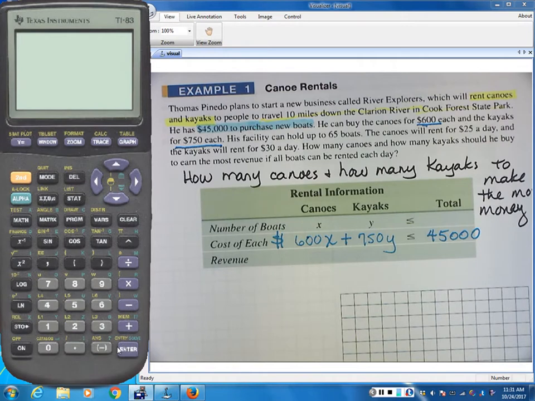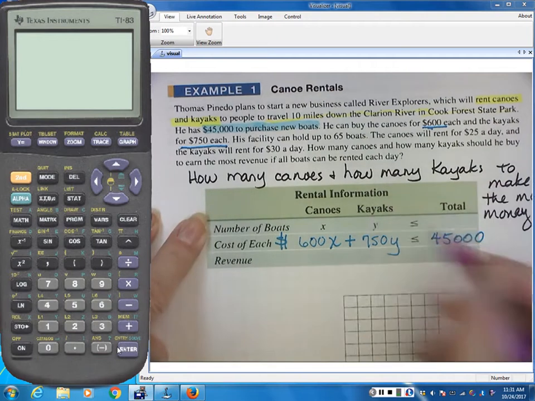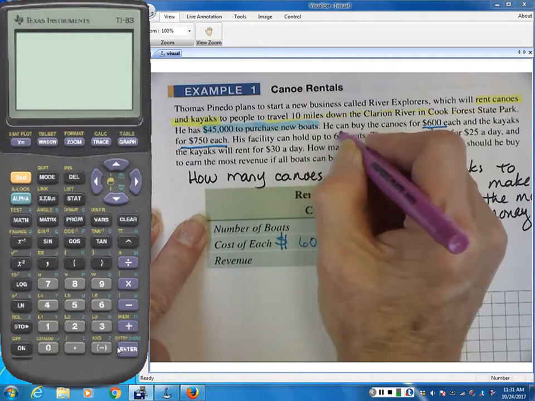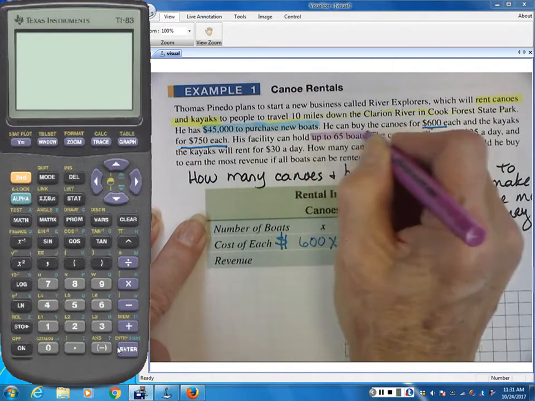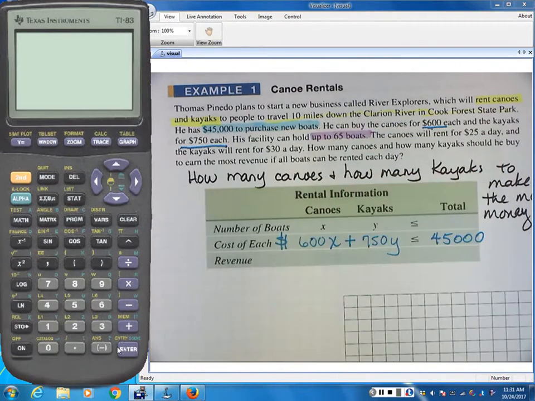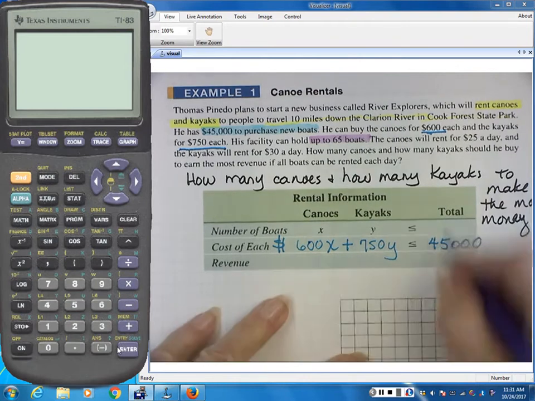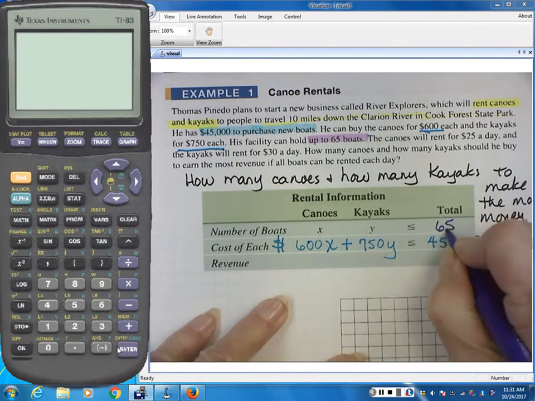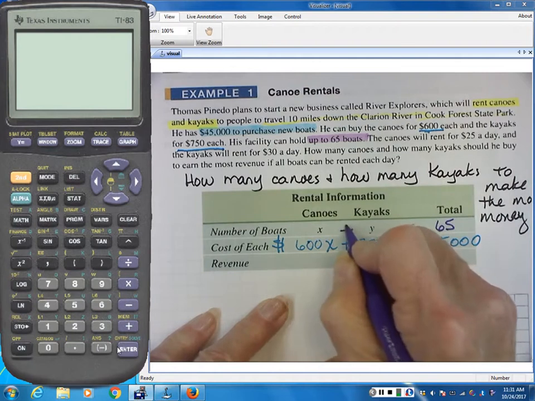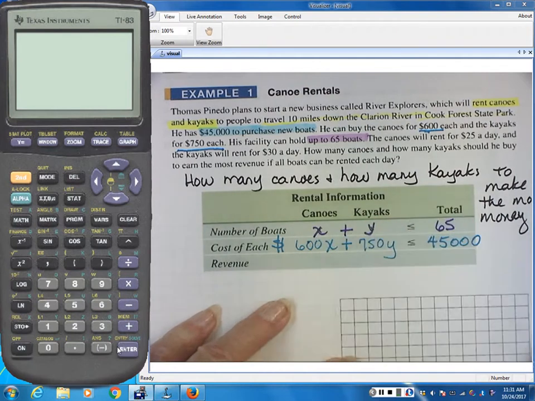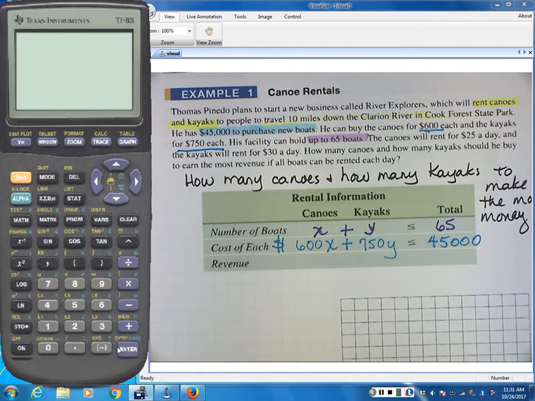So then the next part we look at is he also has a space constraint. His facility, where he's going to store all of his boats, can hold up to 65 boats. He can't buy more than a total of 65 boats. So the number of canoes plus the number of kayaks has to stay equal to or less than 65.